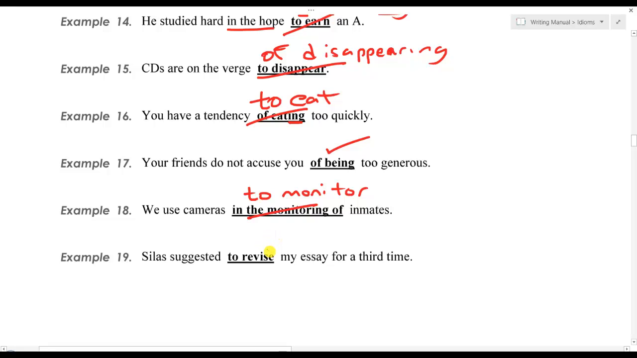Silas suggested to revise my essay. No, you do not suggest to do something, you suggest doing something. So this is a case where we simply need revising. We do not need the infinitive there, we need the ing form of the verb. Silas suggested revising my essay for a third time.